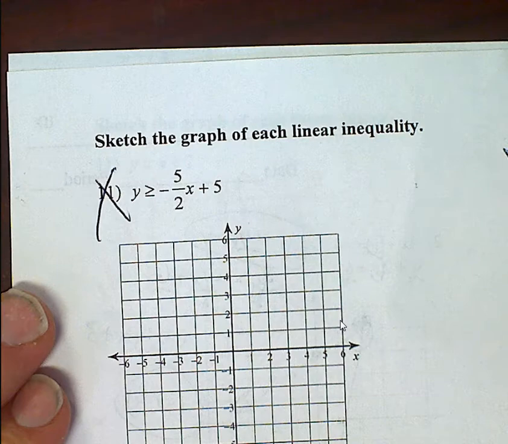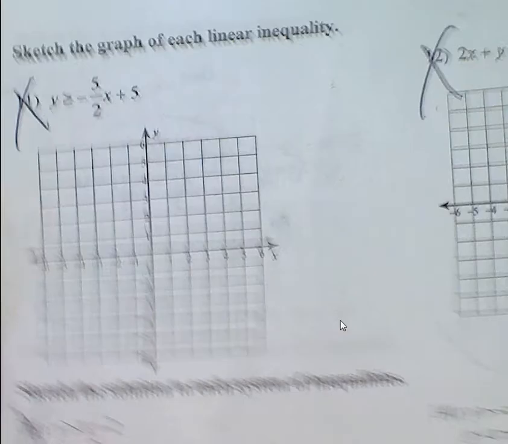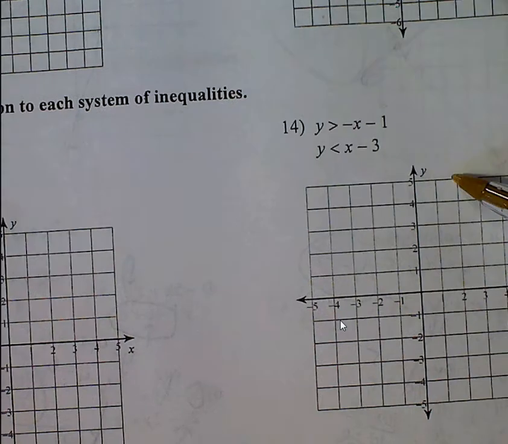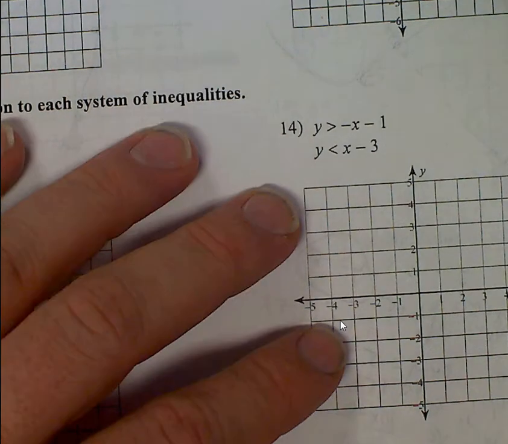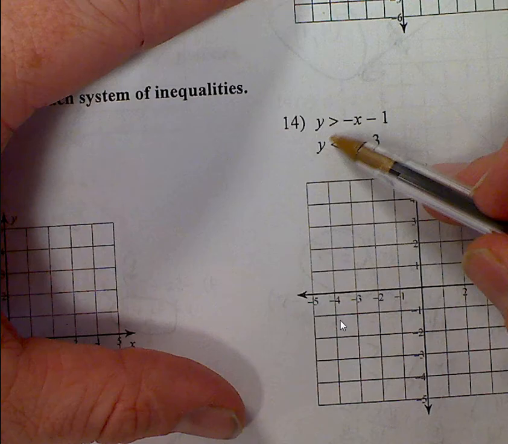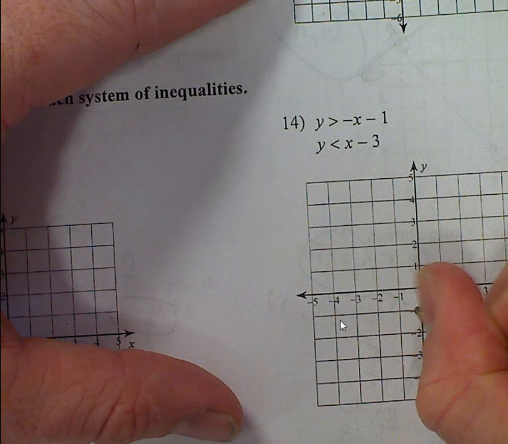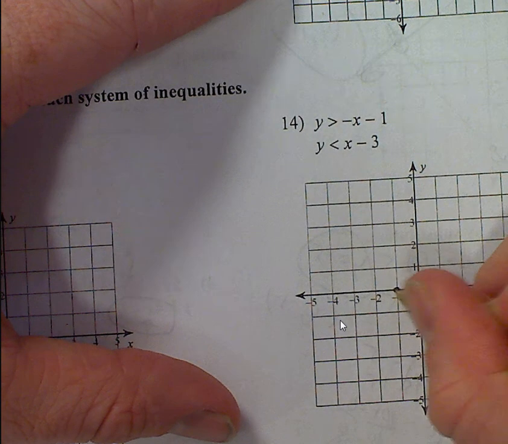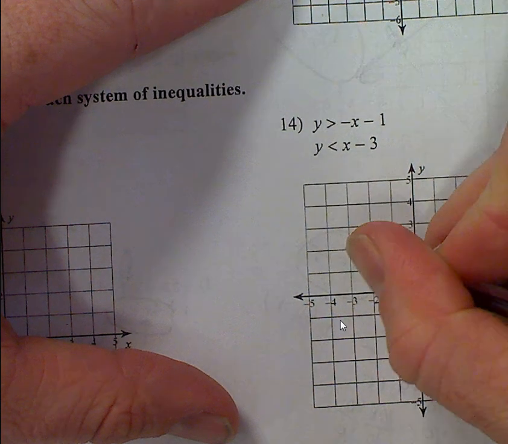All right, some of us did this in class, so I will go ahead and help you guys with number 14 and then with the rest of the exponents. All right, so we start at -1. We're going to go up 1, left 1, up 1, left 1, up 1, left 1.